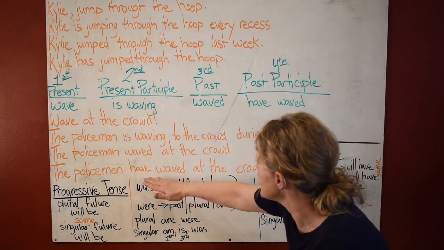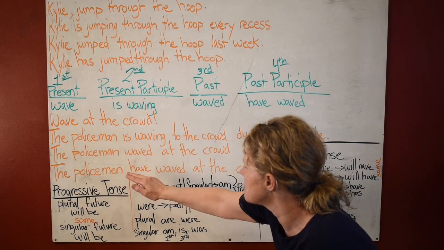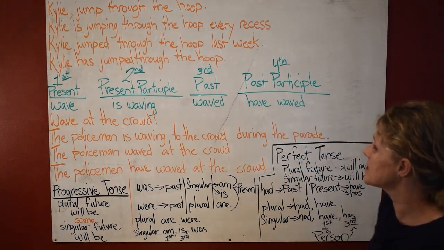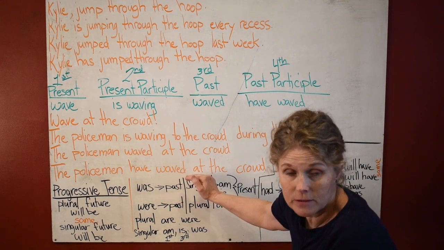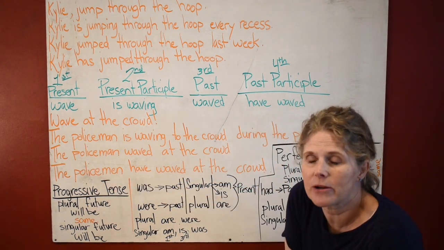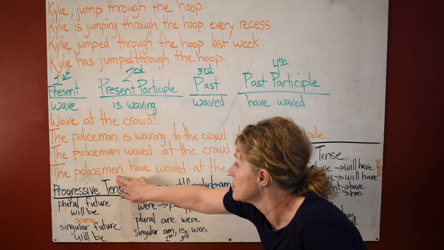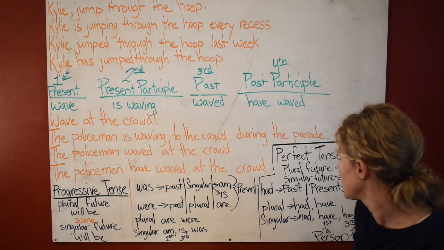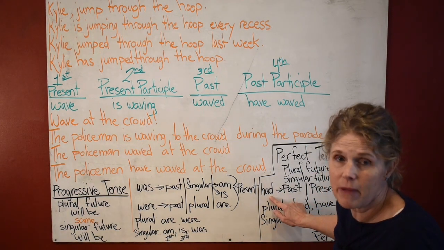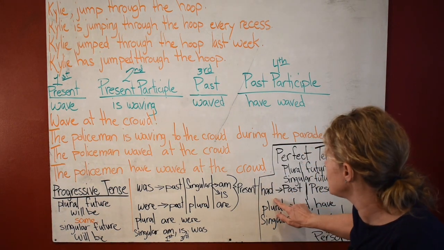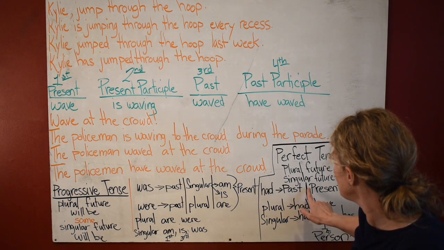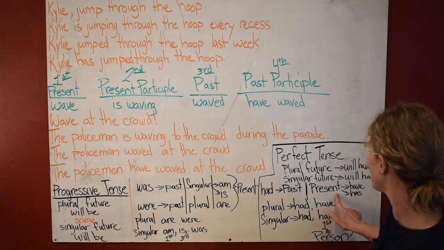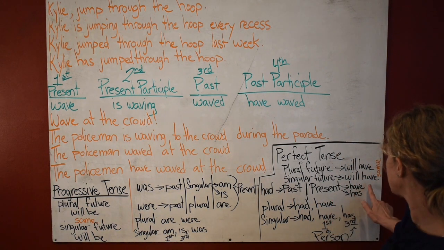So if we look at this, this is our perfect tense. So if we say the policeman will have waved, that puts it in the future. The policeman will have waved. And it doesn't matter, if we say the policemen will have waved, it does not matter if your subject is singular or plural, but it does matter when you have it in the past or the present. Now with the past, you use the word had, and it doesn't matter if it's singular or plural, but you need to remember that you need to have had if you want it to sit in the past. Okay? Now, if you want your stuff to sit in the present, you're going to use have and has.